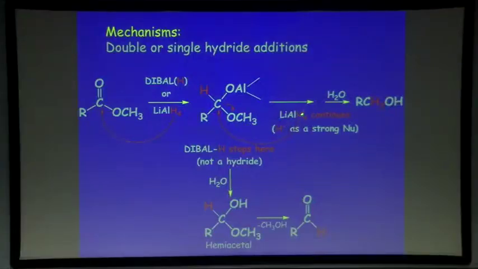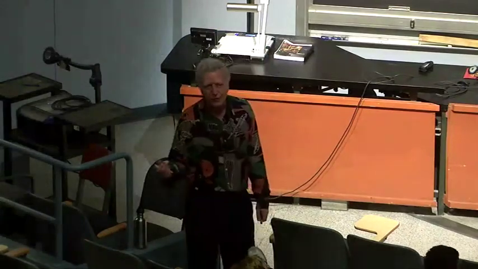Whereas in the case of lithium aluminum hydride, our super aggressive hydride reagent, it just comes in here and kicks out alkoxide to make the corresponding primary alcohol. So it takes the ester down to the primary alcohol, just as it would for a carboxylic acid.